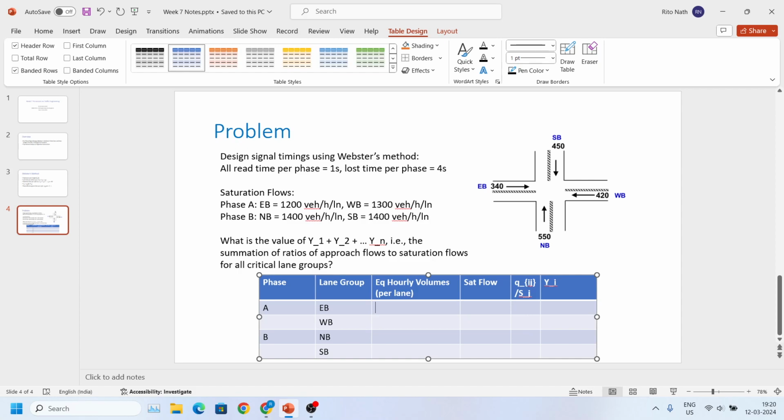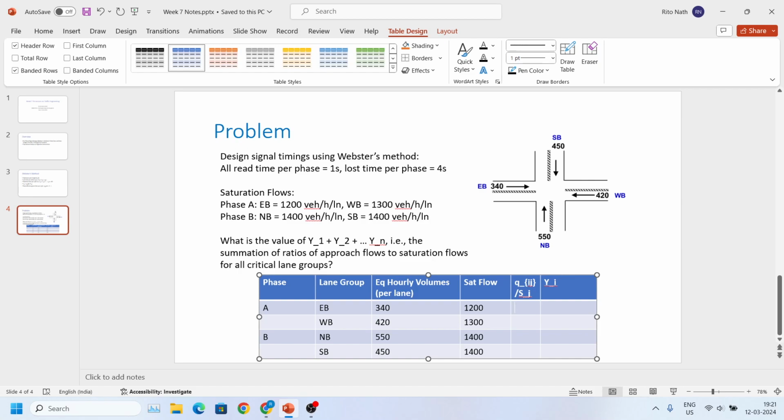This is given as 340. This is given as 420. This is given as 550, and this one is 450. Saturation flows are also given. Eastbound is 1200. This is 1300. This is 1400. This is also 1400. Let's see what these ratios are. So get a calculator. So it's 340 divided by 1200.